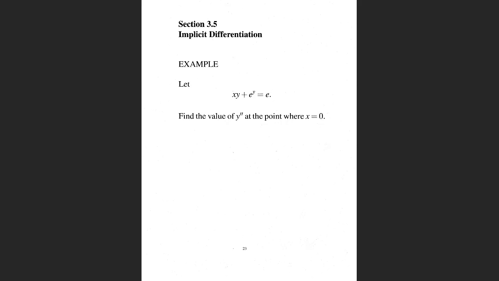Okay, so here's a problem where we have x times y plus e to the y equals e. We have this equation, and we want to find the value of the second derivative at the point where x equals 0. All right, let me give you a moment to copy this section 3.5 implicit differentiation problem down.